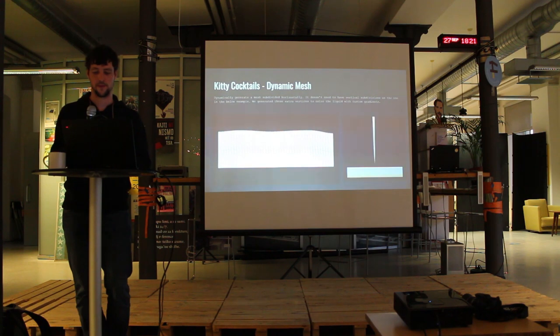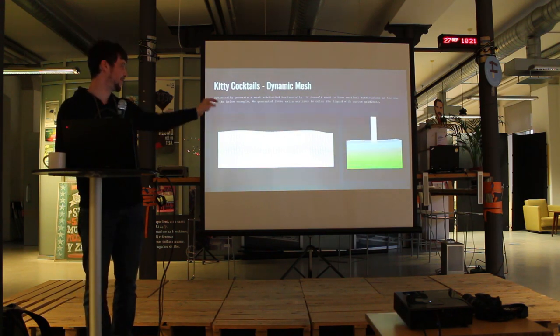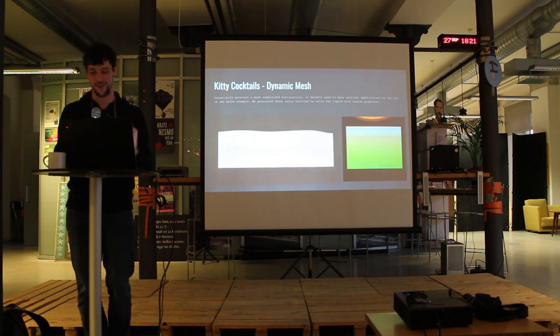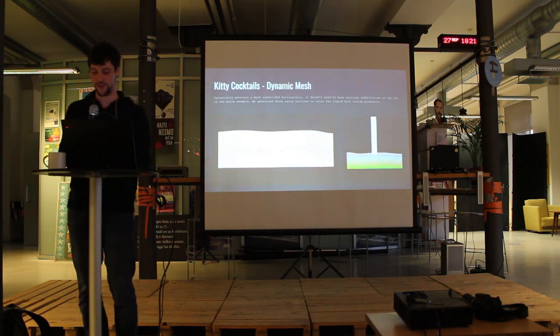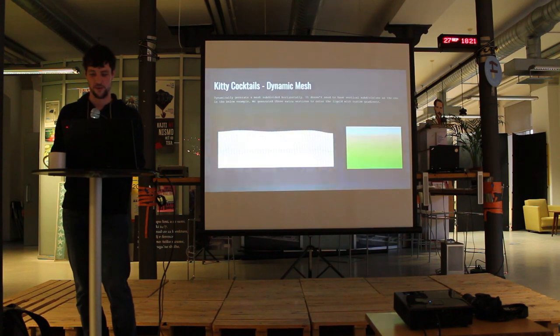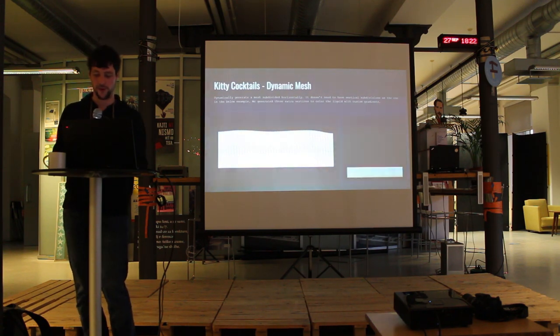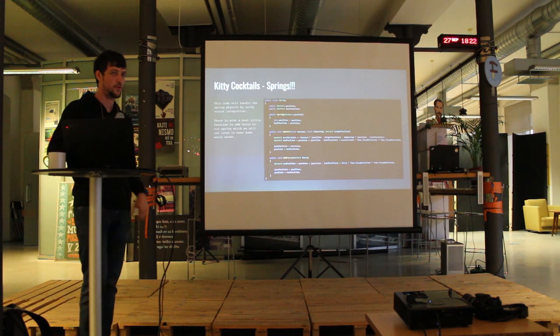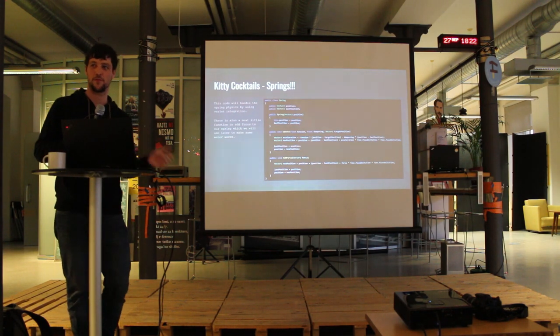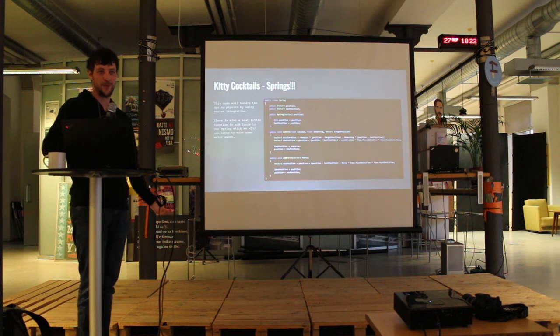By the way, this on the right is really ugly, because I hacked it a bit, just to show that it was used for gradients. This is the first part, generating the mesh. And the second part is springs. You've all heard about springs, probably. Most of you implemented them, probably.